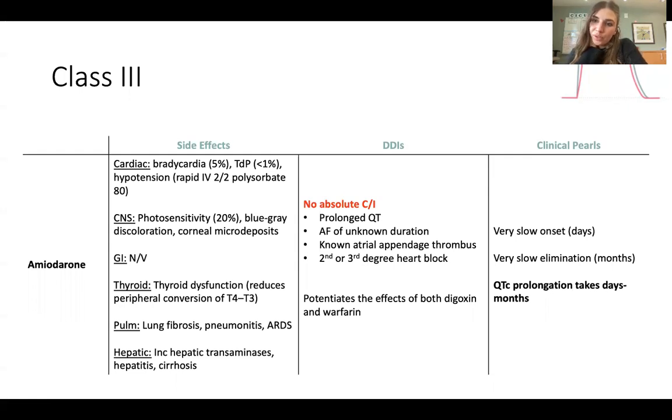So the take-home points really with amiodarone is it has a very slow onset and very slow elimination. Do not be afraid of using amiodarone in the acute setting. It's not going to give you that QT prolongation. It's okay to use as long as you consider the different cautionary statements I went through.